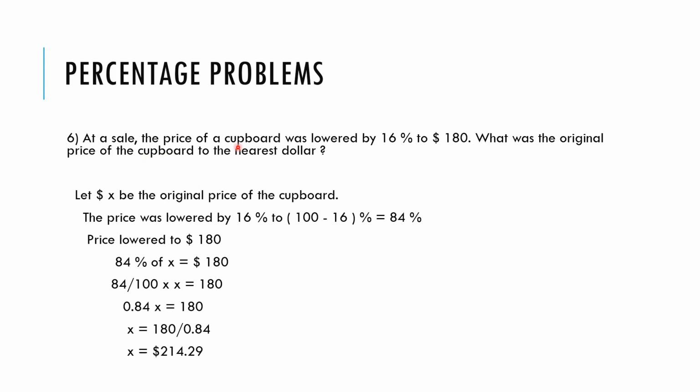At a sale, the price of a cupboard was lowered by 16% to $180. What was the original price of the cupboard to the nearest dollar? Now let X dollars be the original price of the cupboard. The price was lowered by 16%, so the new price will be 84%. Price lowered to $180. So 84% of X is $180. 84 over 100 into X is 180. 0.84X is 180. X is 180 over 0.84. So X is $214.29.